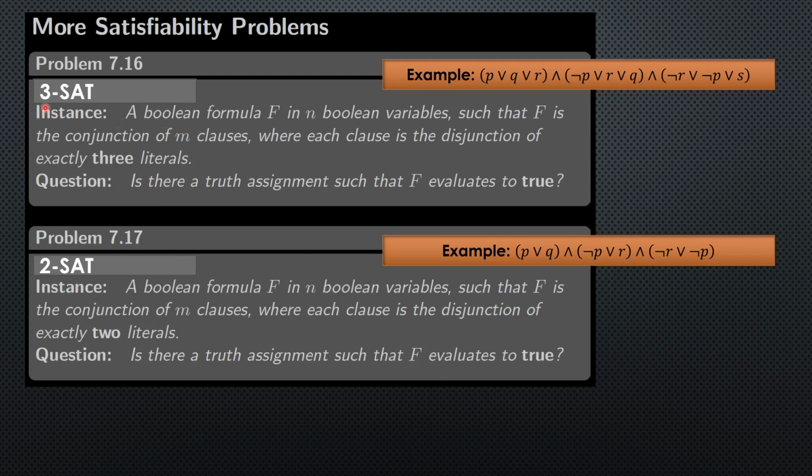So 3SAT is the same as SAT, except in SAT the clauses can have any number of literals, and the number of literals in two different clauses can be totally different. So you can have one clause with one literal and one clause with 100 literals and one clause with 7 literals. They can all be part of the same formula. In 3SAT, every single clause has exactly 3 literals.